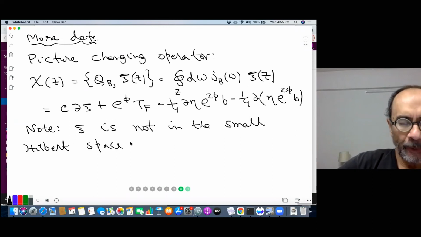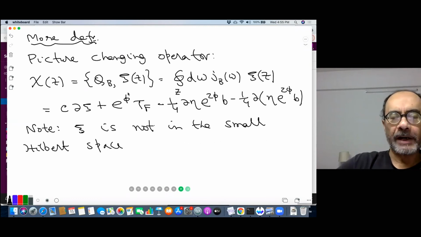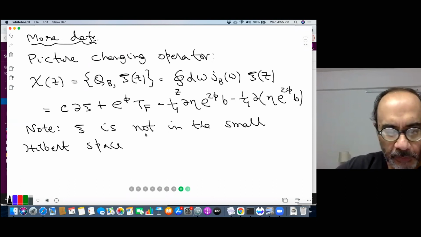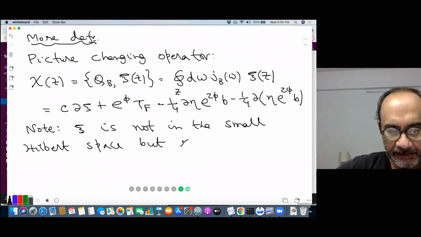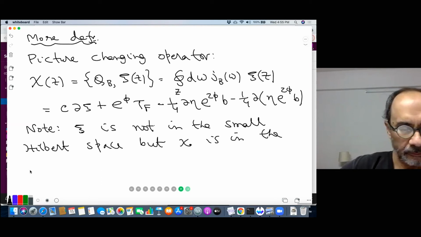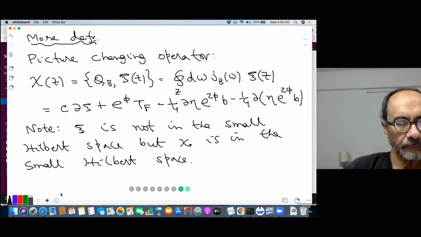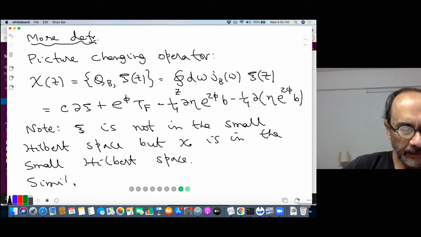But when I talk about operators being in the Hilbert space, I'm using the state operator correspondence implicitly. So given an operator, whether it's in the Hilbert space or not, you first construct the corresponding state by applying it on the vacuum, and then it's a statement about whether that state is in the Hilbert space or not. So this is not in the small Hilbert space because it doesn't have a derivative. But chi is. Okay. So similarly, we can find chi bar.